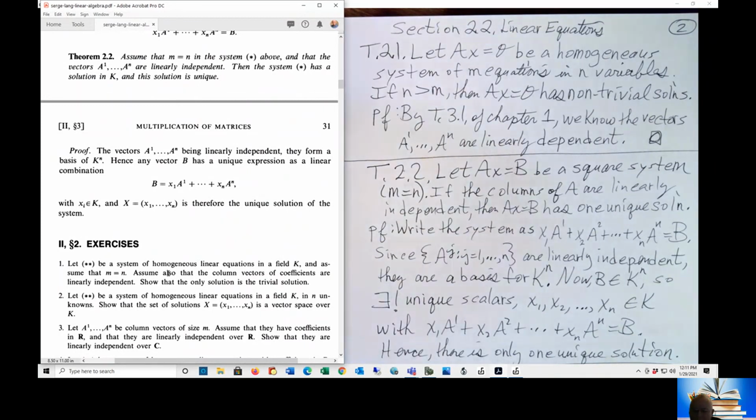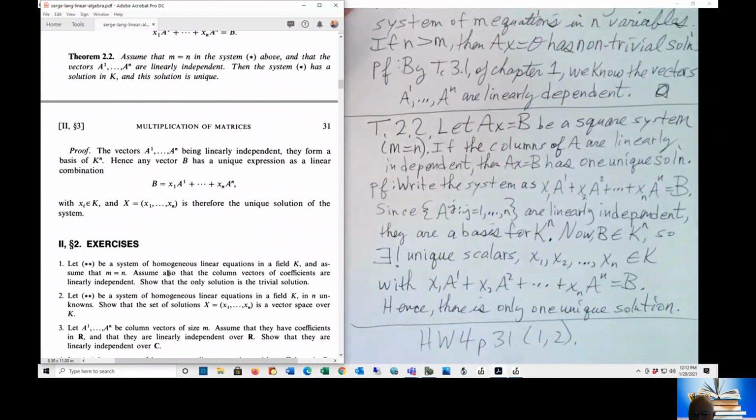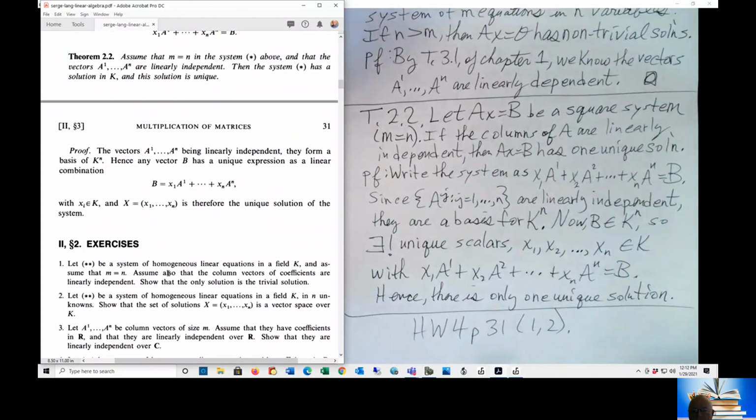Okay, let's see the proof of this theorem. Okay, again, we want to write the system using linear combinations of the columns of A: x1 a1 plus x2 a2 plus dot, dot, dot, plus x sub n a n equal b. Now, since the columns of A are linearly independent, they form a basis for Kn because there's n of them.